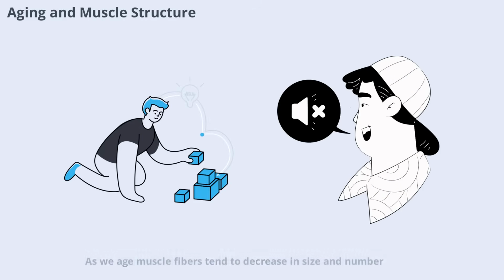As we age, muscle fibers tend to decrease in size and number, leading to reduced strength and mobility. However, regular physical activity can slow this process, preserving muscle mass and function. Resistance and endurance training are especially effective in maintaining muscle health throughout life, emphasizing the importance of staying active at any age.